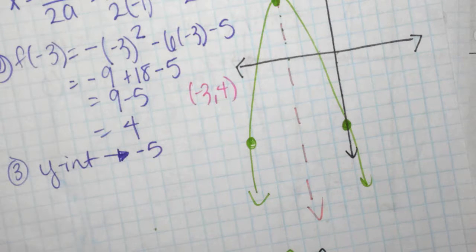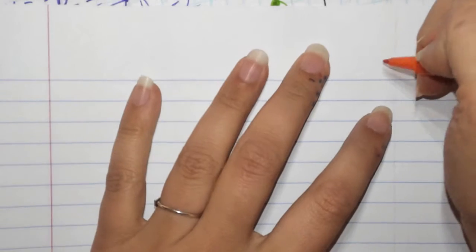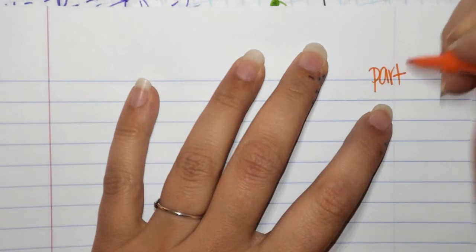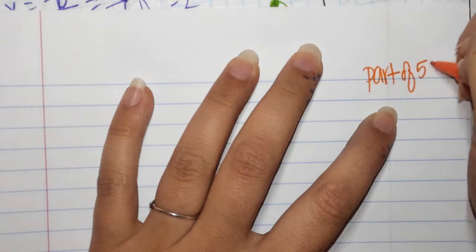I have lost count of what pages I'm at, like either A, B, C, or D. So I'm going to write part of 54 on mine, and you need to do the same. Write part of 54 at the top.